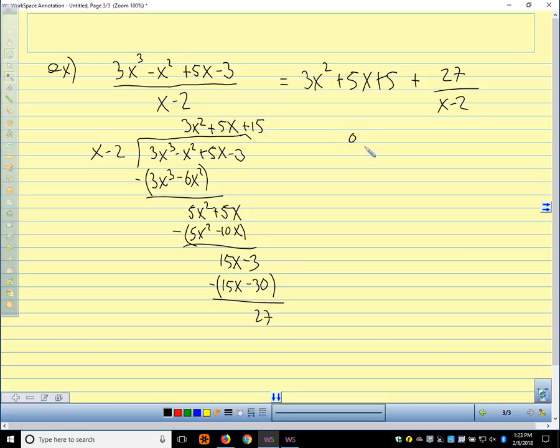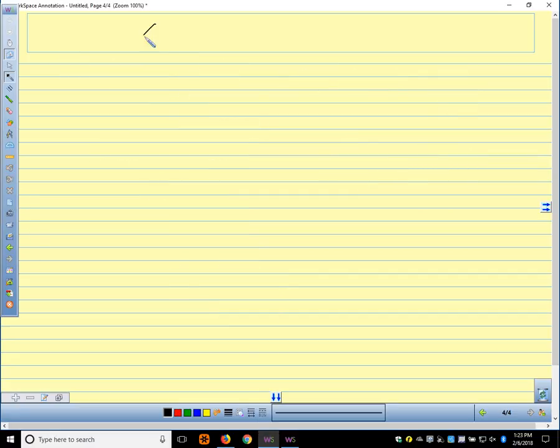Or this equals 3x squared plus 5x plus 5 times x minus 2 plus 27. Well, when we're doing our division by something like x minus 2, there's a shortcut. The shortcut is synthetic division.